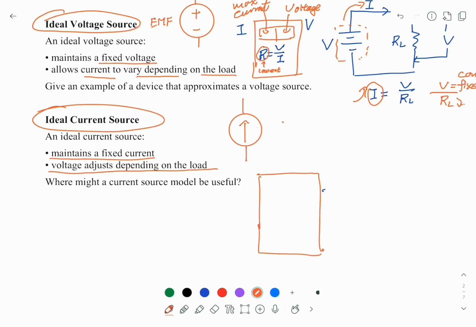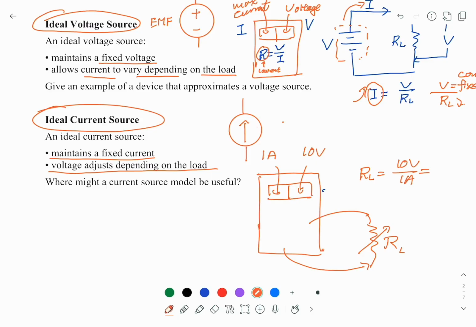Let's go back to our example of a power source. So this is the laboratory power supply. For example, we set our voltage as 10 volt and we set our maximum current as 1 ampere. This is a variable resistance. Now, let's calculate the minimum load, RL, 10 ohm.